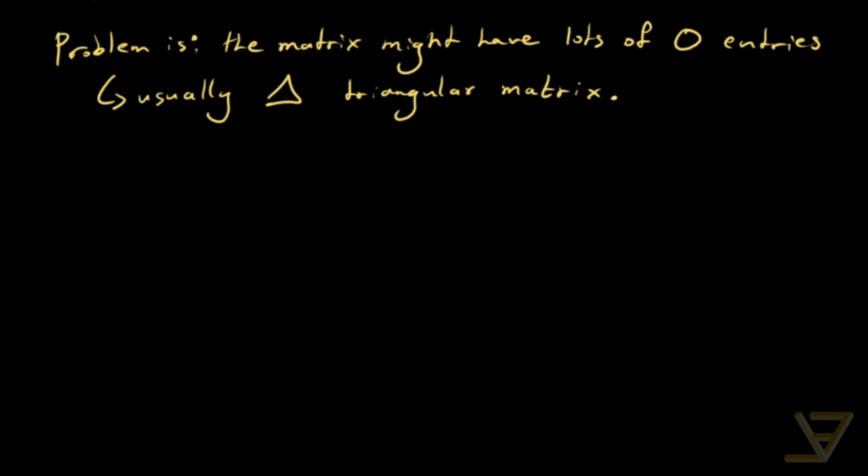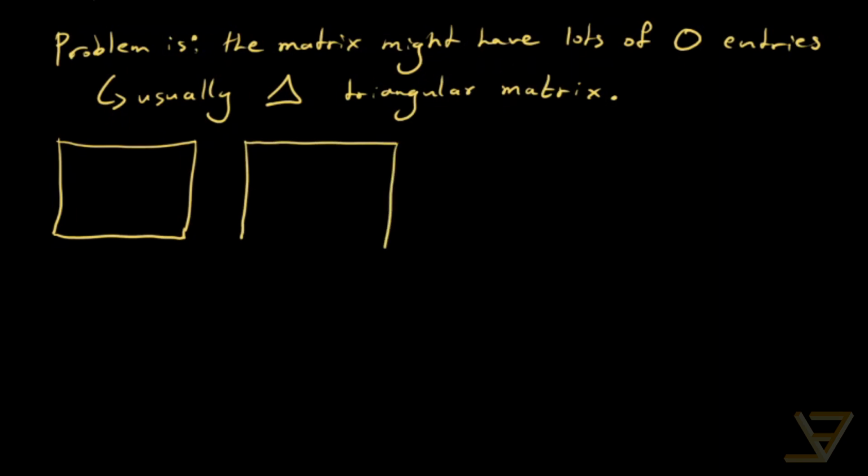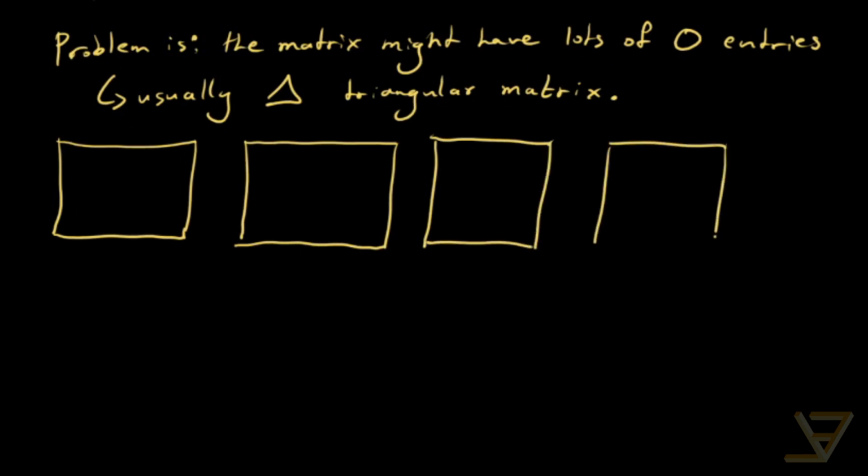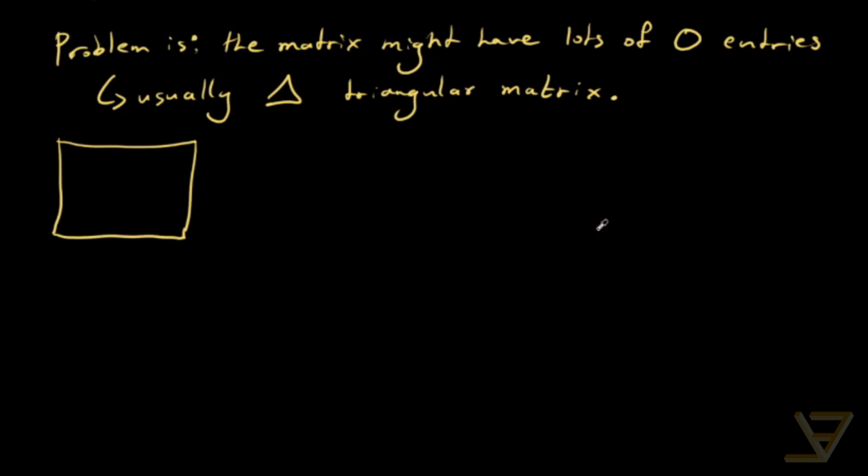Let me show you what I mean by a triangular matrix. There are 4 principal examples, although you can have some variations that I'll briefly mention in just a moment. Usually I'm drawing rectangles, but really I should be drawing squares. So let me backtrack a moment and draw squares, because really we're dealing with square matrices.